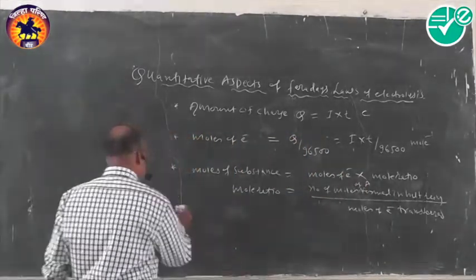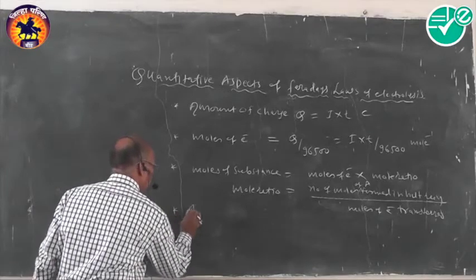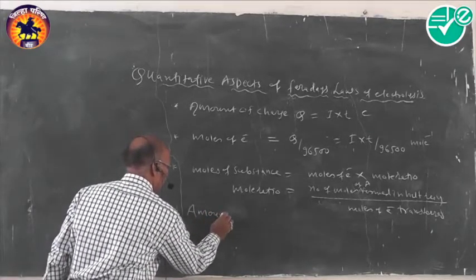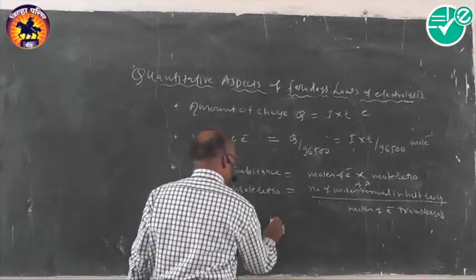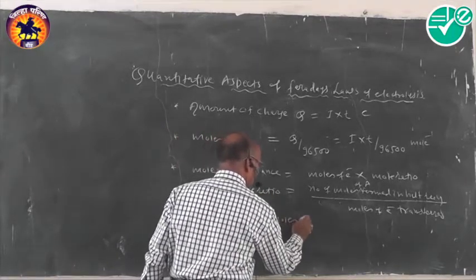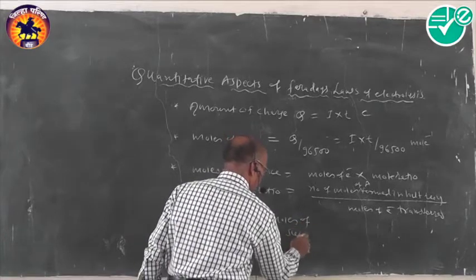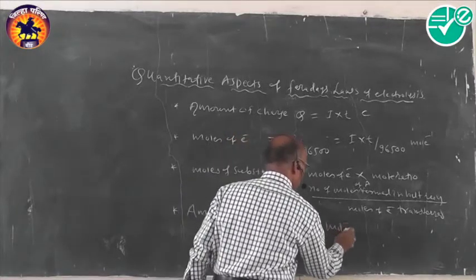And at the last, we have to work out the amount of substance. The amount of substance deposited is equal to the moles of the given substance into its molar mass.